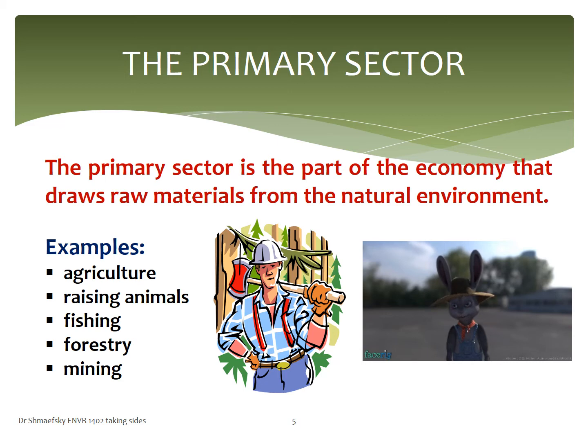Fishing and hunting could also be included with that. Forestry, which means natural resources from trees and plants. And then mining, which includes everything from petroleum to mineral resources. So these are a major part of what we call the primary sector, or the sector that directly includes jobs that draw materials from the environment.